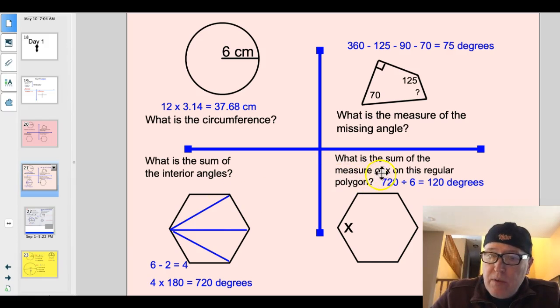What is the measure of x on this regular polygon? Well, it would be 720 degrees, as we found over here. We just divide it by 6 because all those angles are equal. It would be 120 degrees.